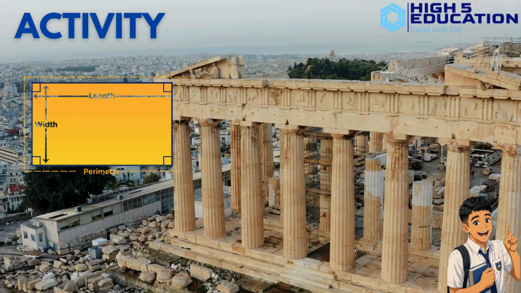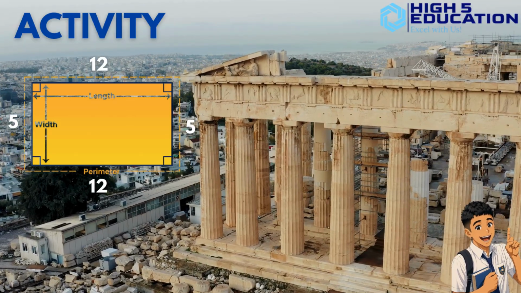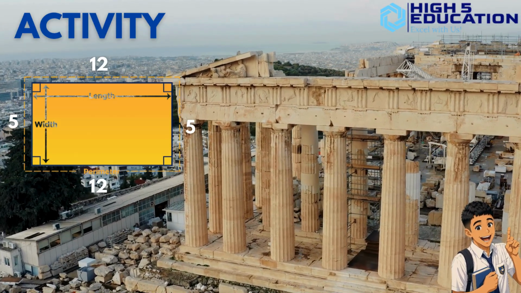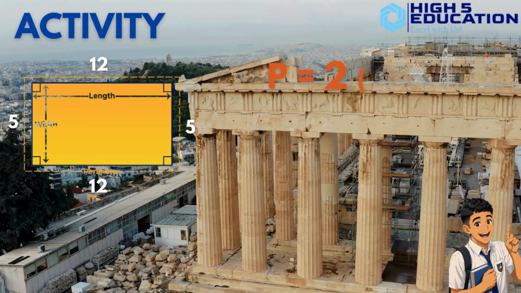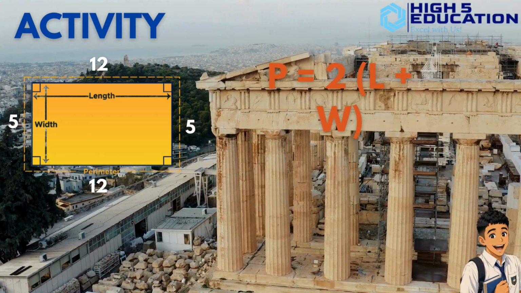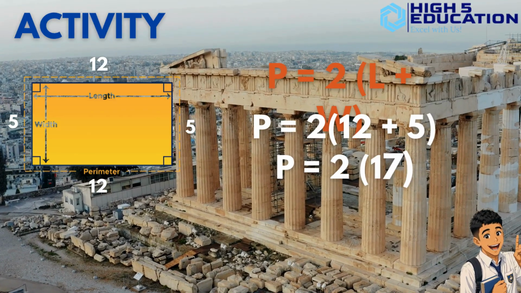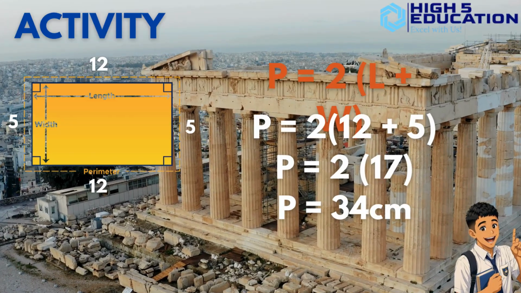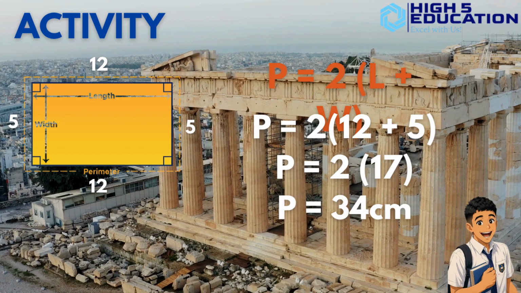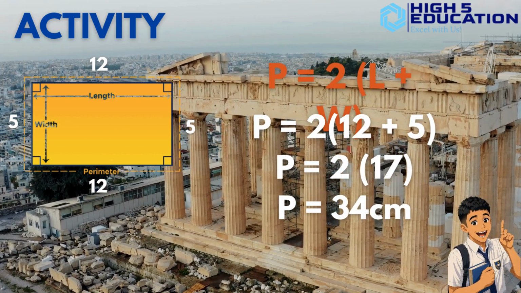Rectangle. We have a rectangle with a length of 12 centimeters and a width of 5 centimeters. Take a moment to look at the measurements. Which formula can we use to find the perimeter? We can use the formula P equals 2 times (L plus W). Let's substitute the values. P equals 2 times (12 plus 5). P equals 2 times 17. P equals 34 centimeters.